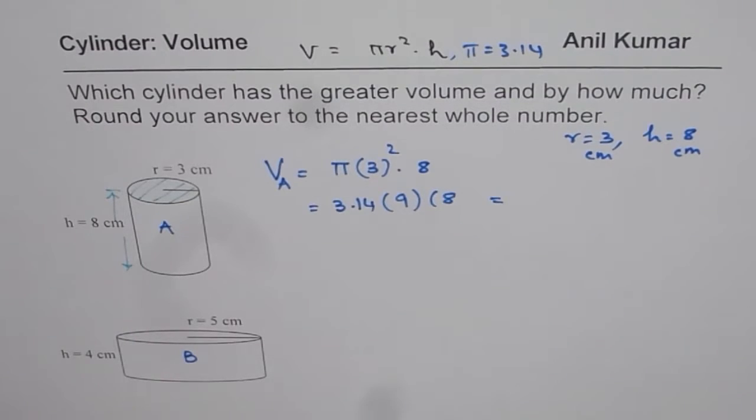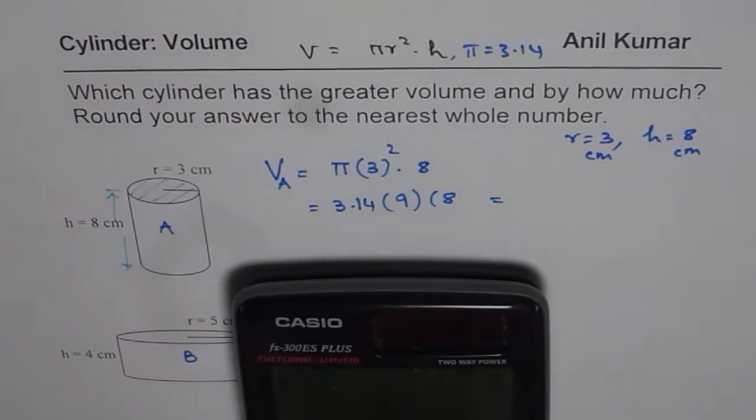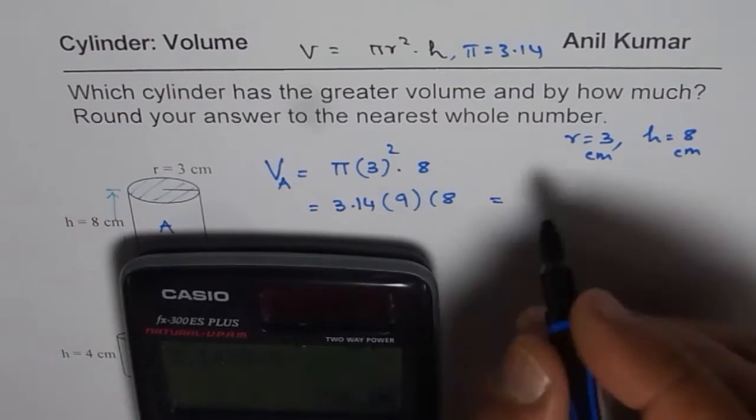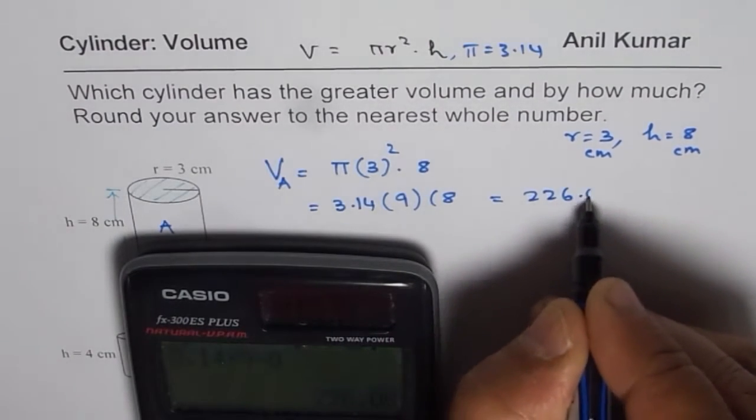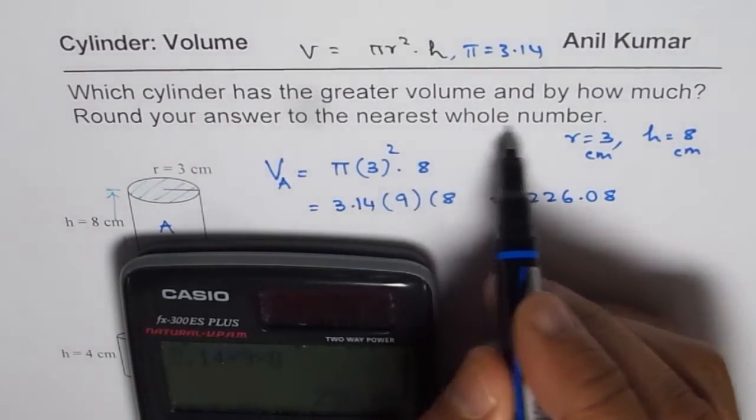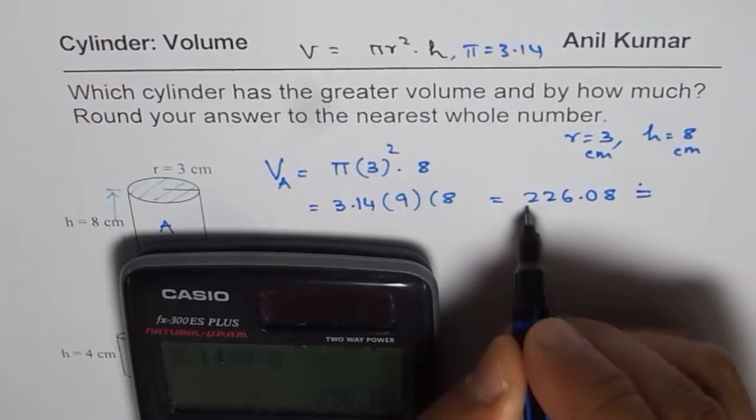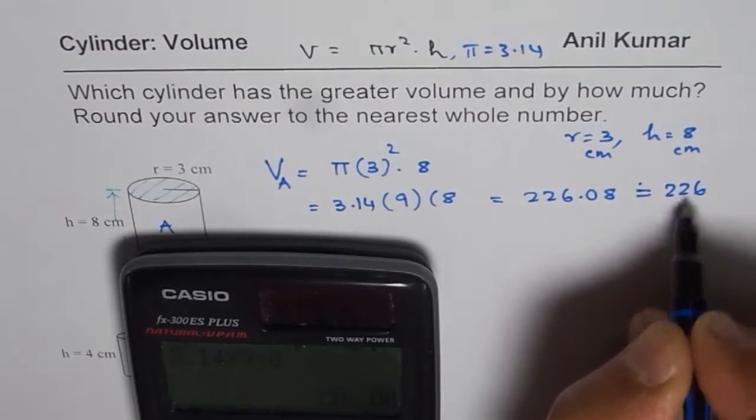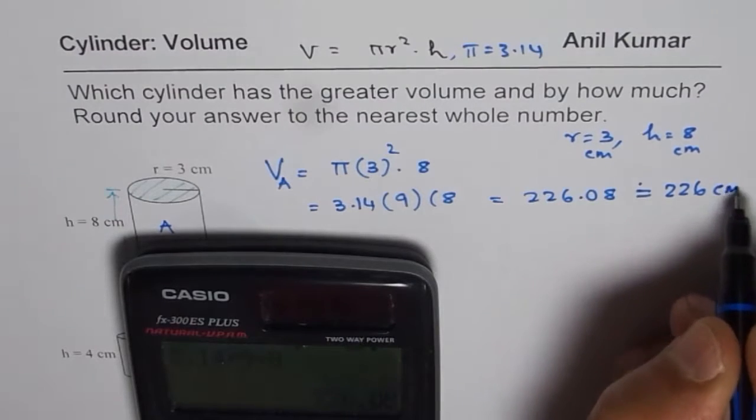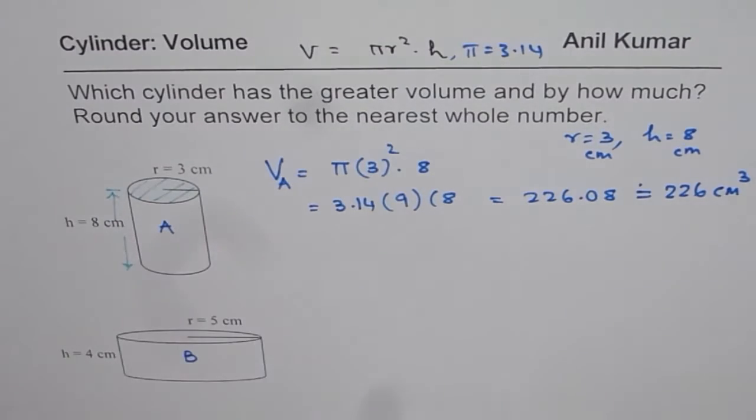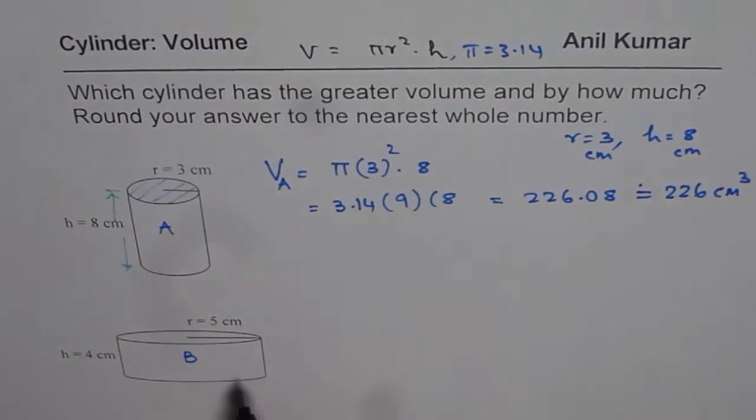So we can use the calculator, which says 3.14 times 9 times 8 equals, in decimals, 226.08. Round to nearest whole number, so that is 226. Units will be centimeter cube. Okay, let's do the next one.